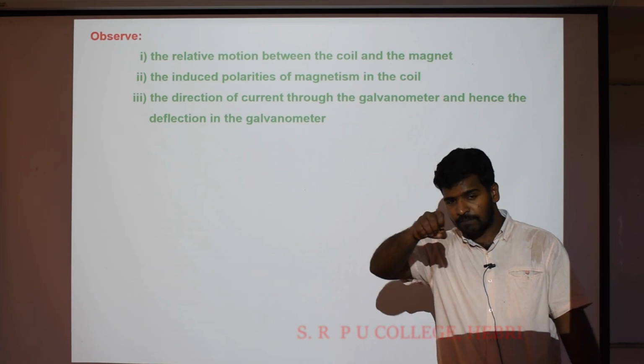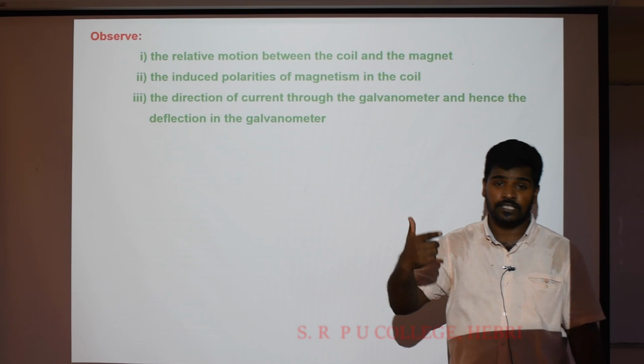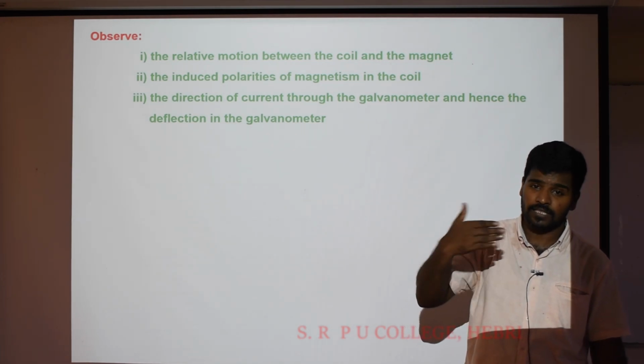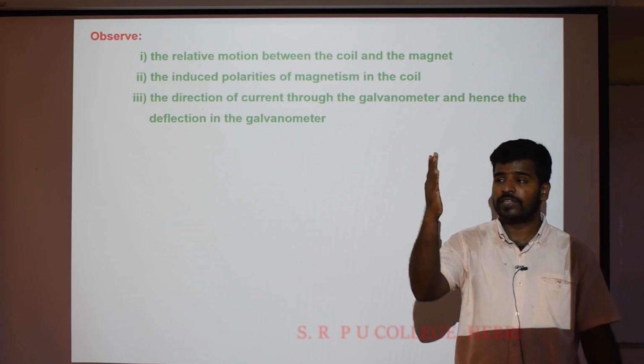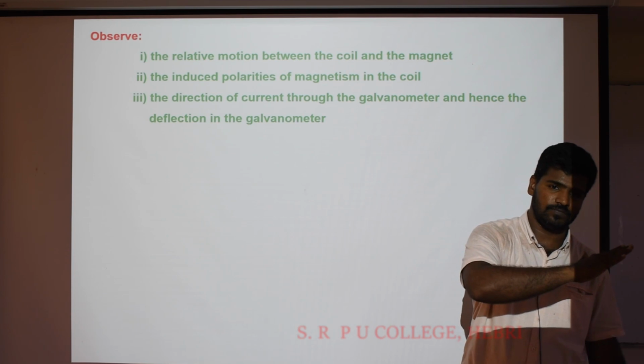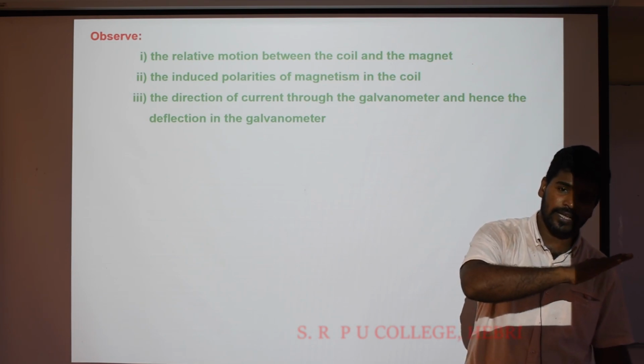When the magnet is brought away, if you pull the same magnet back, again there is a change in magnetic flux in the opposite direction. Is it clear? Again there is a variation of the magnetic field. Now when the south pole of the magnet is moved towards the coil, the deflection is opposite. Is it clear? The deflection is opposite.